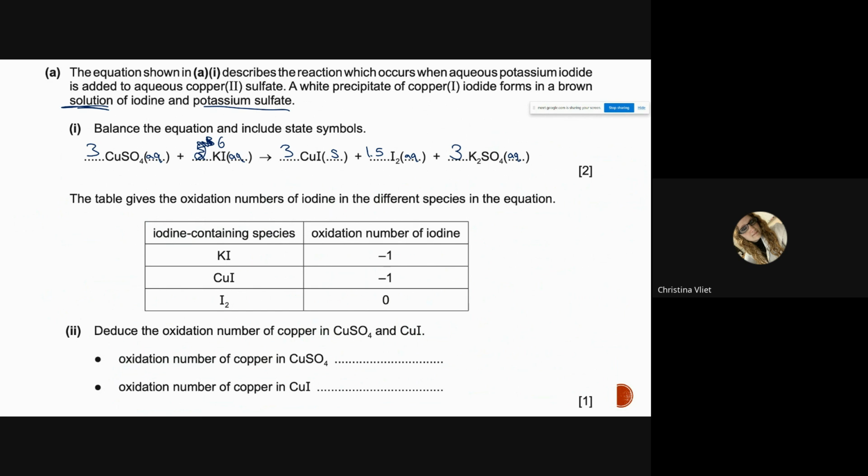Check it out. 3 coppers, 3 coppers, 3 sulfates, 3 sulfates, 6 potassium, 6 potassium, 6 iodine, 3 plus 3 is 6 iodine. That's it. Is this okay to have a decimal? Yes. Could you have also doubled everything? Yes. Sure. So you could have done this as 6, 12, 6, 3, and 6, which could then be simplified by 3. Yes. If you did that, you would get.